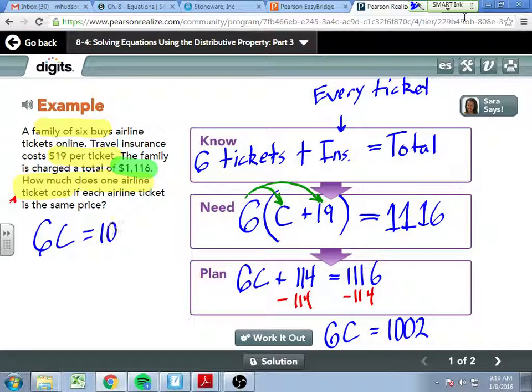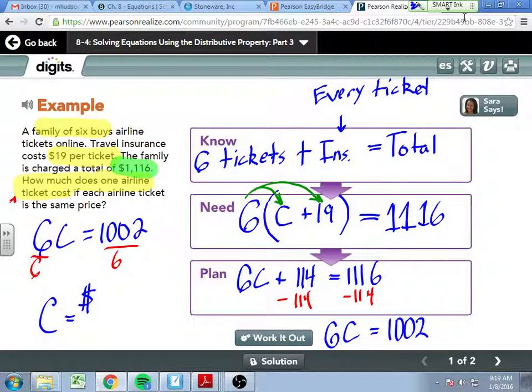6C equals 1002. What do I do now, Colin, to finish getting my C by itself? Divide by 6. We got to divide by 6. Where? On both sides. On both sides. C is equal to, this is actually pretty cheap for a plane ticket.